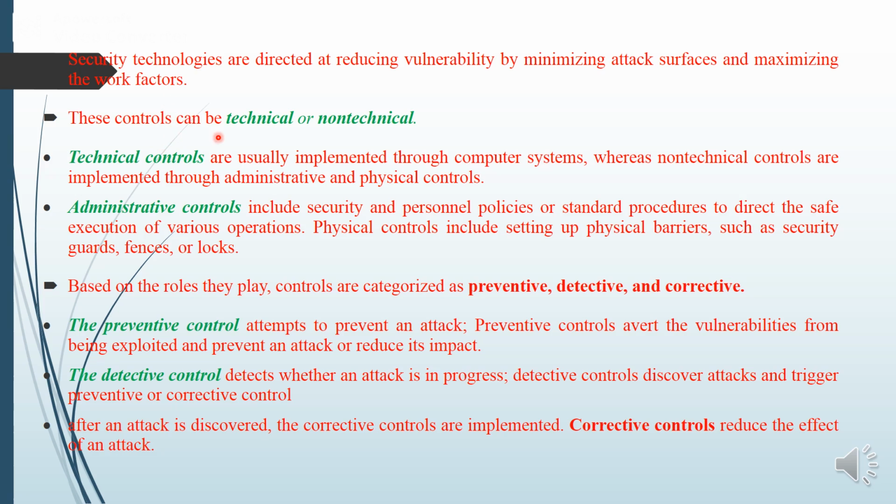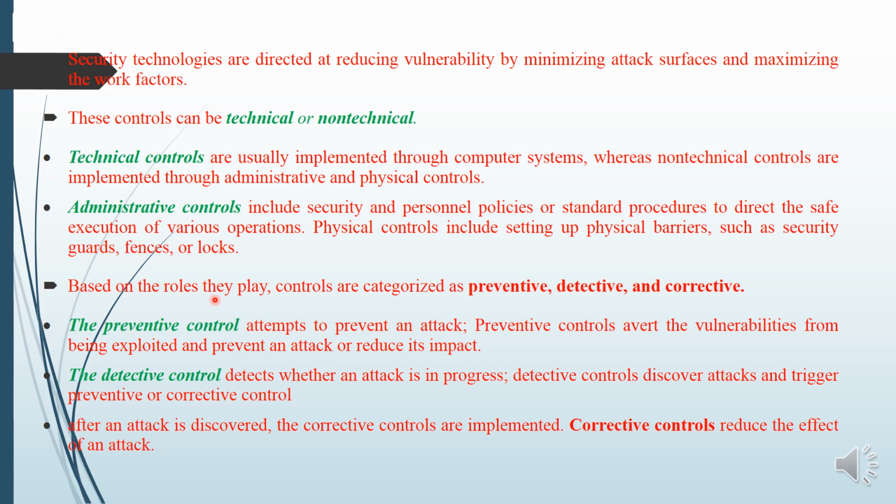These controls can be either technical or non-technical. Technical controls are usually implemented through computer systems, whereas non-technical controls are implemented through administrative or physical controls. Administrative control includes a set of policies as well as standard procedures to direct the safe execution of various operations. And physical control covers setting up physical barriers such as security guards and locking systems.